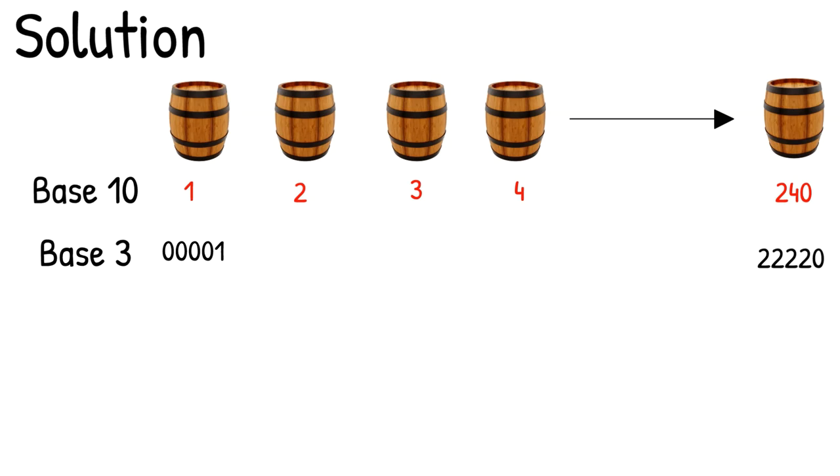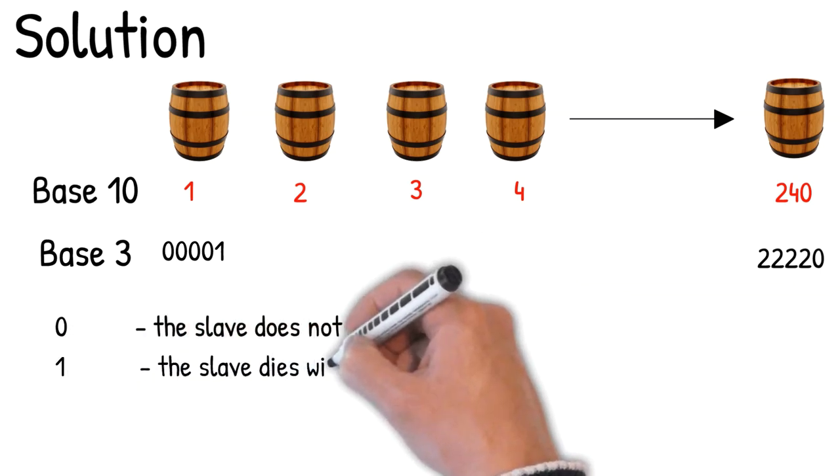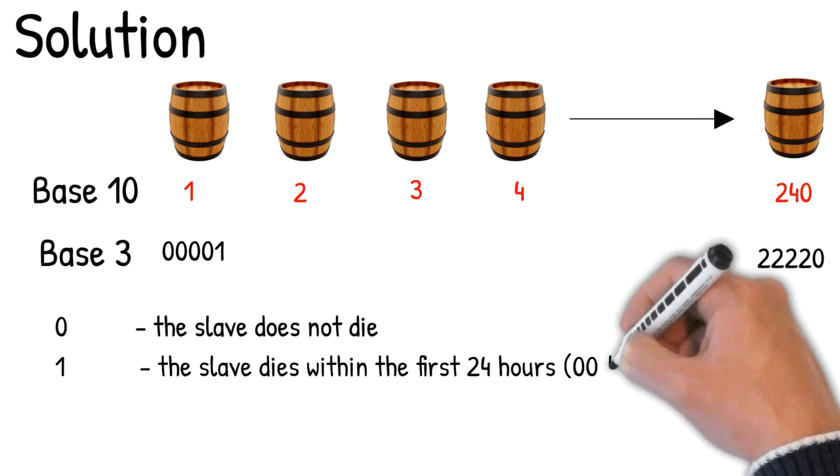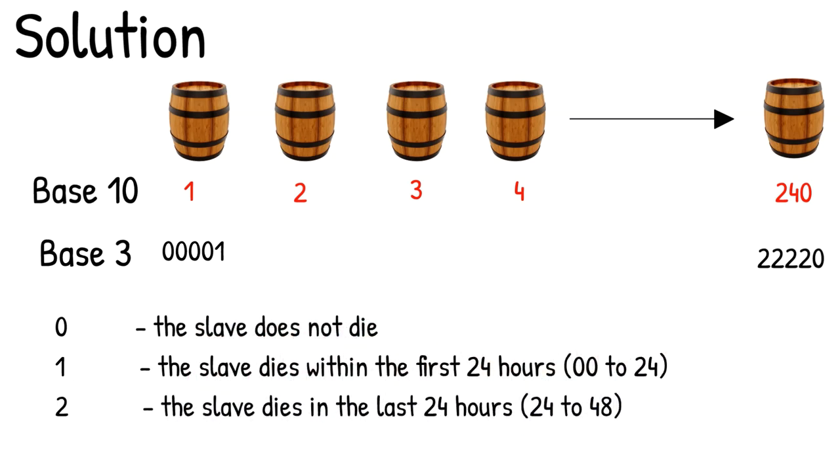Let's assign the digits to the outcomes. When it is 0, the slave does not die. When 1, the slave dies within the first 24 hours. When 2, the slave dies in the last 24 hours. So now arrange 5 slaves and let's give the wine from each barrel to the slaves. Convert each number associated with the barrel to its equivalent base 3 representation, which will be 5 digit number.